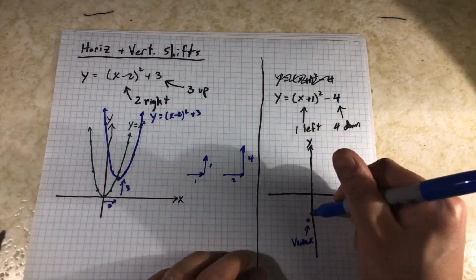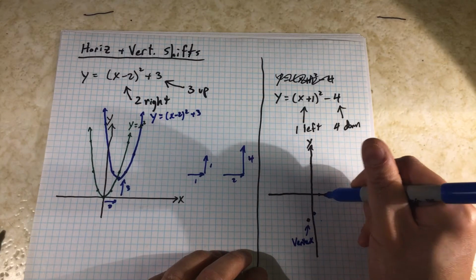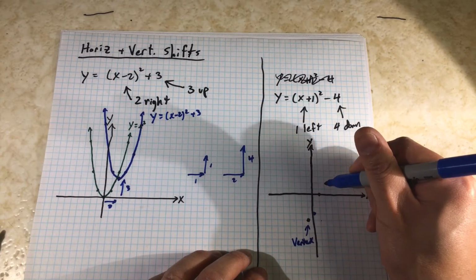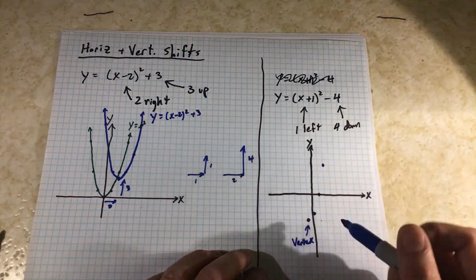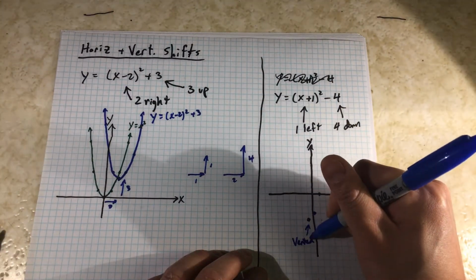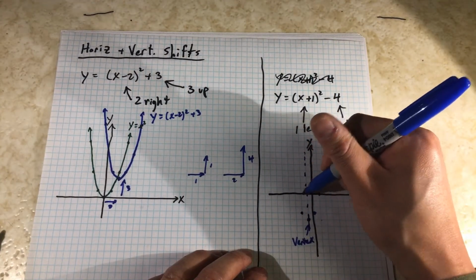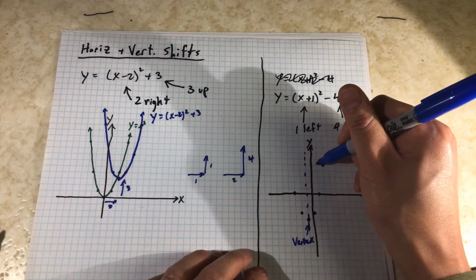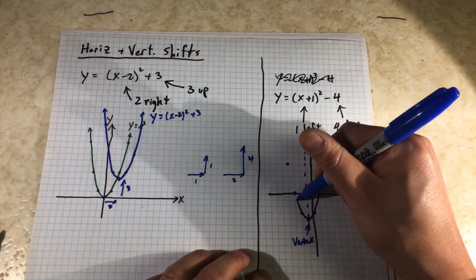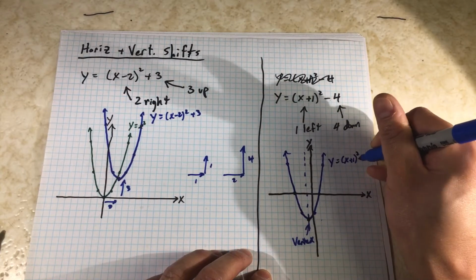And I'm going to follow this pattern. 1 to the right, 1 up. 2 to the right, 4 up. And then 3 to the right, 9 up. 1, 2, 3, 1, 2, 3, 4, 5, 6, 7, 8, 9. And I probably could do 4, 16, but I'm going to stop there. This is my line of symmetry, right, through this vertex here. So I'm going to make symmetric points over here. So that is my function y equals (x plus 1) squared minus 4.